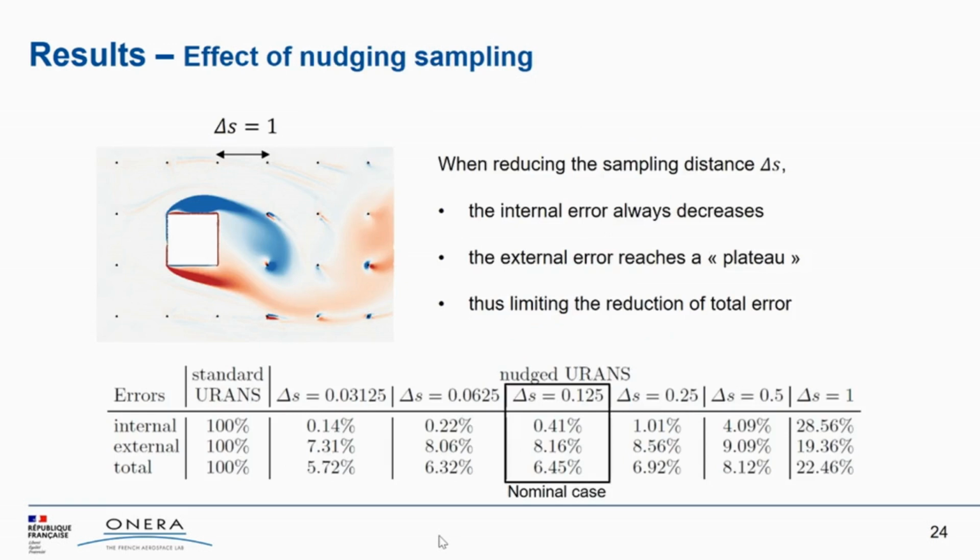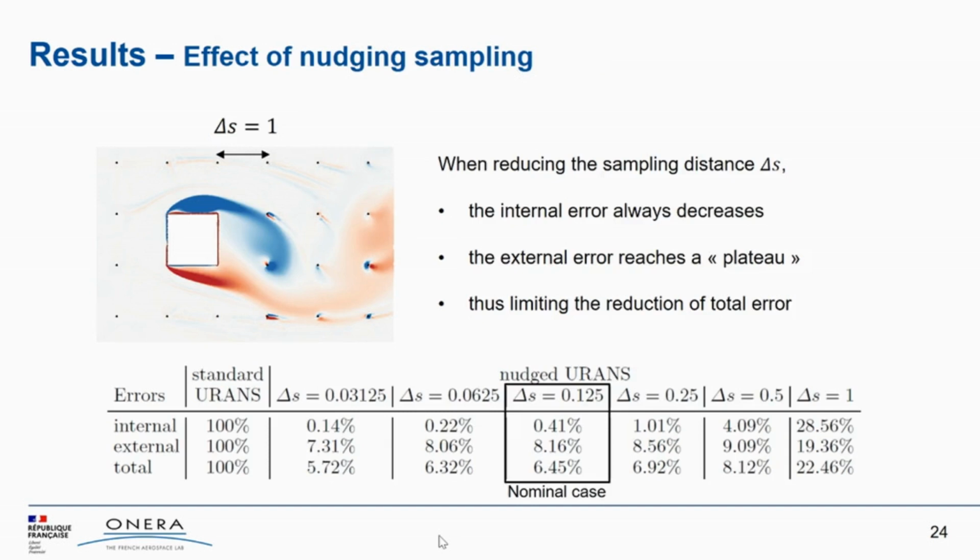So, for instance, in the figure, delta S equal to 1 means that the distance between two measurements is equal to the diameter. We have observed that when we decrease this distance, we always decrease the internal error, whereas for the external error, we reach a plateau. And it is this plateau that limits, in the end, the reduction of the total error.